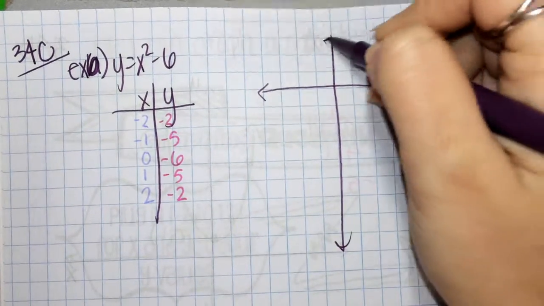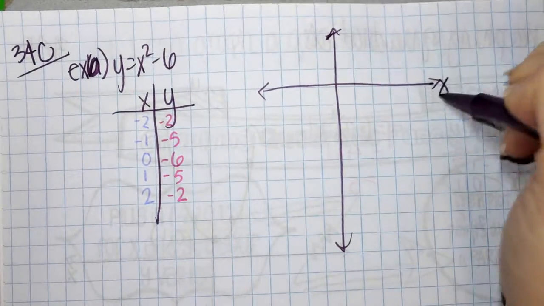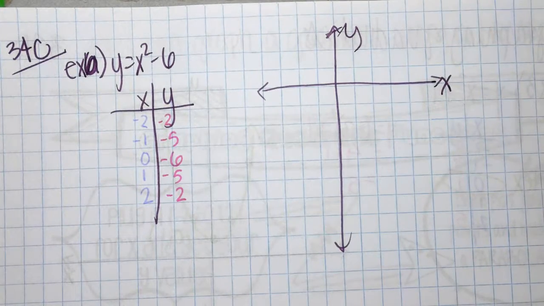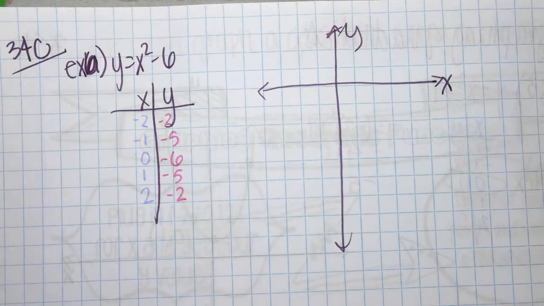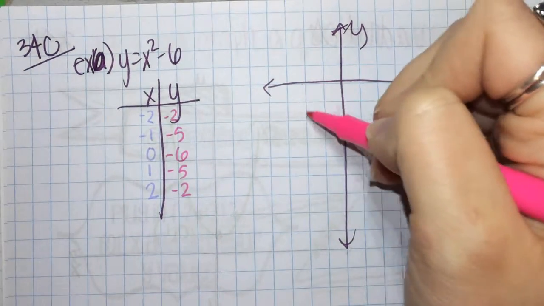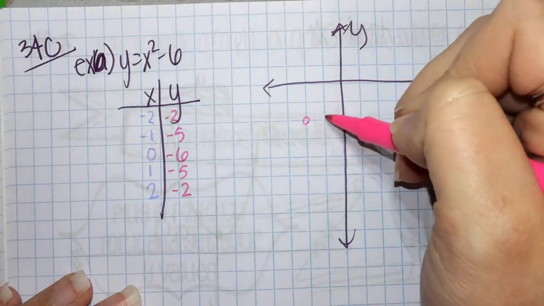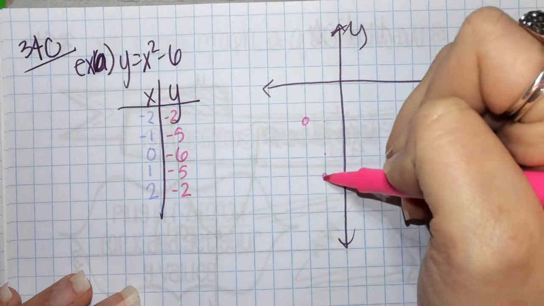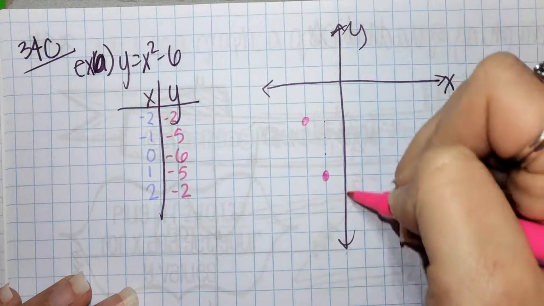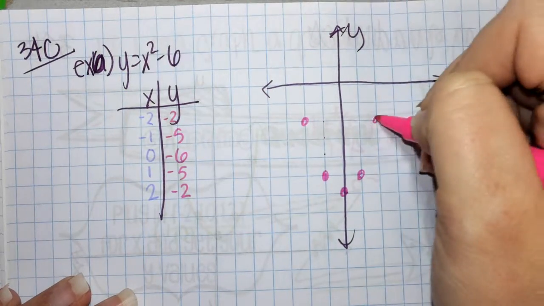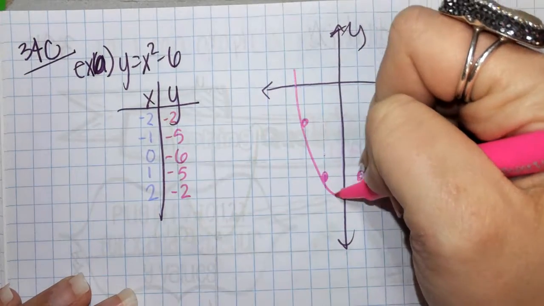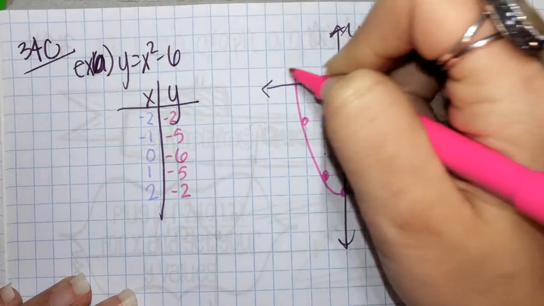Alright, and then instead of you telling me every point, I'm just going to plot these and you're going to check my work. How about that? Okay? Alright, so for -2, 2, -1, -1, 2, 3, 4, 5, 0, -6. No. And then you connected it with a U, correct?